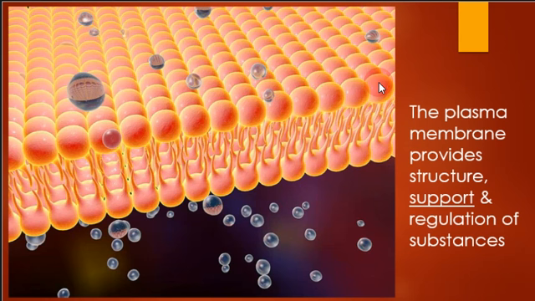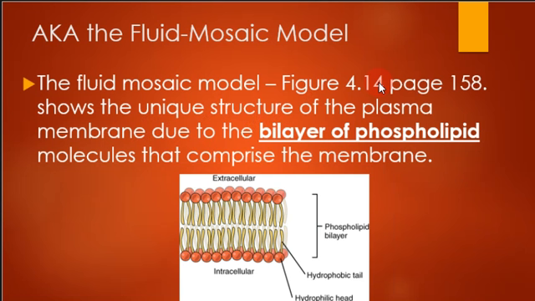But there are some things that are too big to go through there, and they have to have a special channel or tunnel or something to take them in. All right? We call this the fluid mosaic model, and you can see right here the unique structure of the plasma membrane has a bilayer of phospholipids. We call it the phospholipid bilayer. It's kind of like a sandwich.